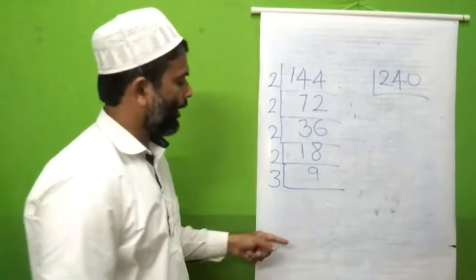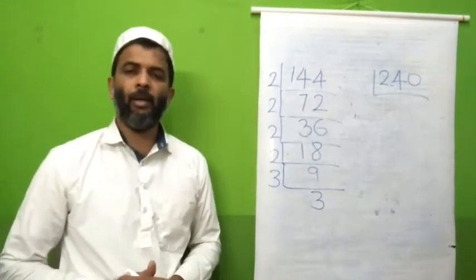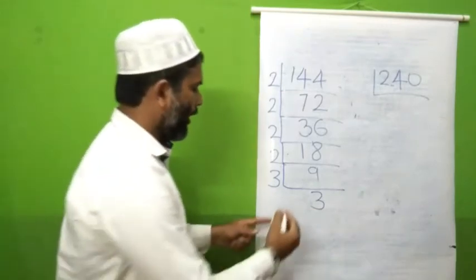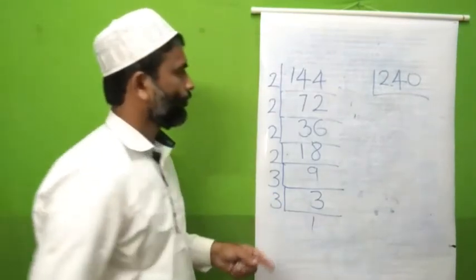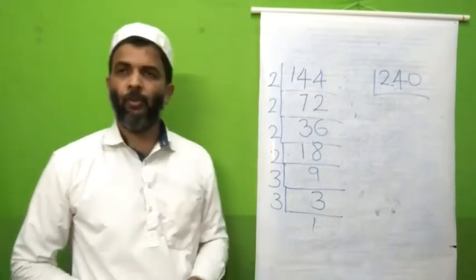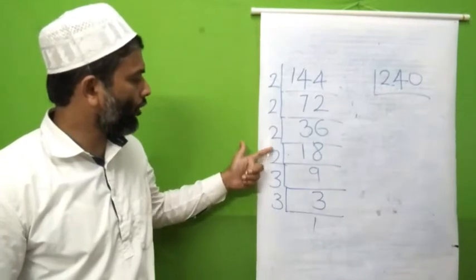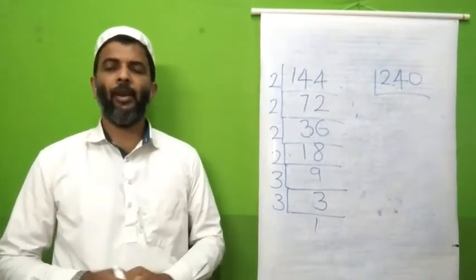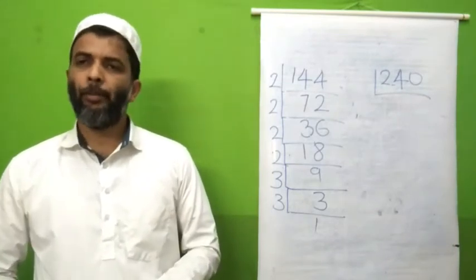How many 3s in 9? 3 times. 3 is a prime number, we divide it by itself and get 1 as a quotient. Thus, the prime factorization of 144 is 2 into 2 into 2 into 2 into 3 into 3. Find the prime factors of 240. Begin with the smallest prime number 2.